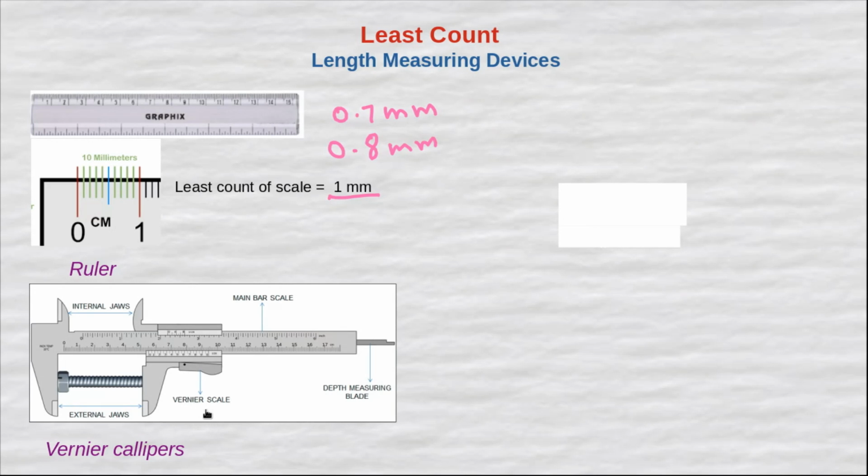Okay, what is the least count of this vernier calipers? Before going to the least count, I will explain about this vernier calipers. These are the two external jaws of the vernier calipers. These are the two internal jaws. This is called the depth measuring blade, and this is the main scale, similar to this scale. This 0 to 1 is 1 centimeter, and this is called the vernier scale.